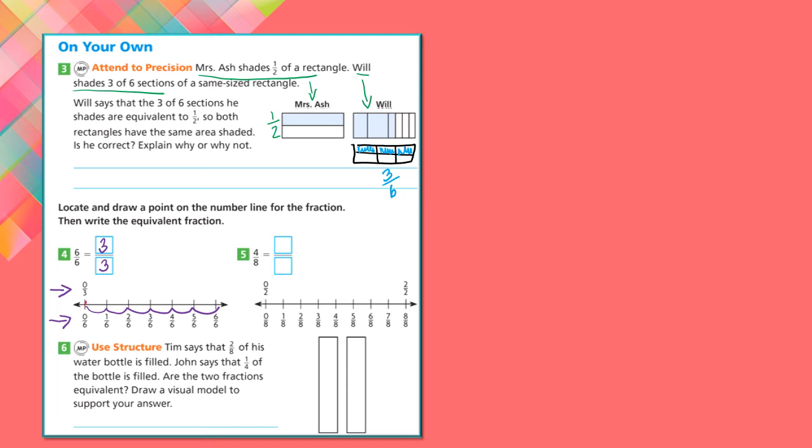So let's see. 1, 2, and 3. So if I label my number line here, here, here, and here, now I have thirds or 3 equal parts. So 1/3, 2/3, and 3/3. So 3/3 and 6/6 are equivalent. They have the same amount.